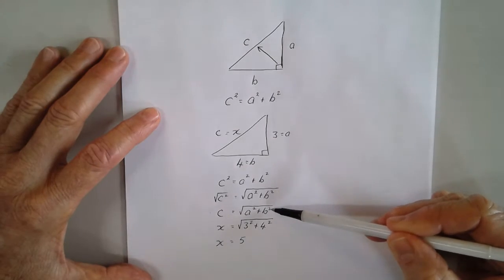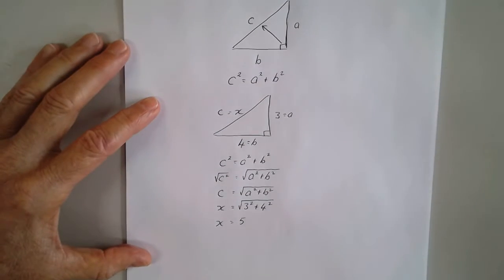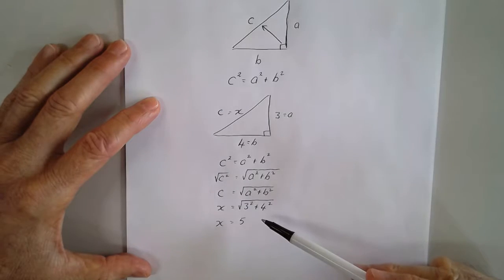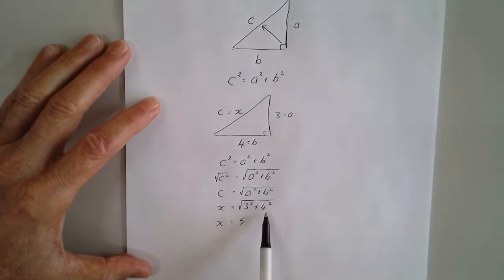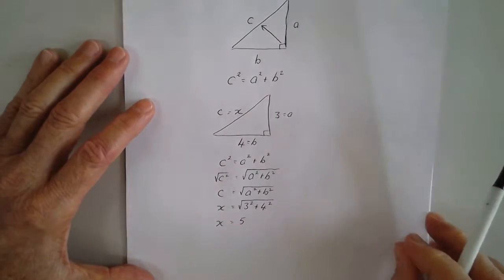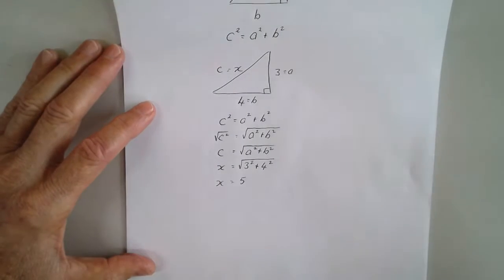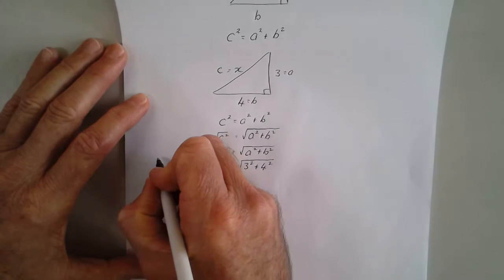You write down the formula to find the hypotenuse: c equals the square root of a squared plus b squared. Substitute in that formula. In this case, we're trying to find x, so x equals the square root of 3 squared plus 4 squared. So x equals 5. The other type of problem we might have is finding a side that is not the hypotenuse. So this is finding the hypotenuse.